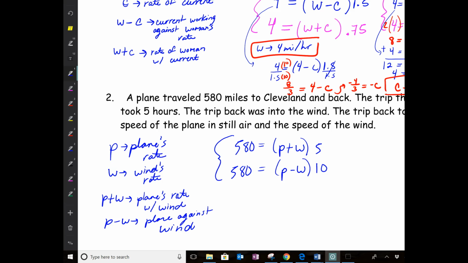So hopefully you had 580 equals the plane plus the wind's rate as a whole times the 5 hours. And 580 equals the plane minus the wind's rate multiplied by 10 hours. Any questions on that? Okay, let's go to the second type of problem.